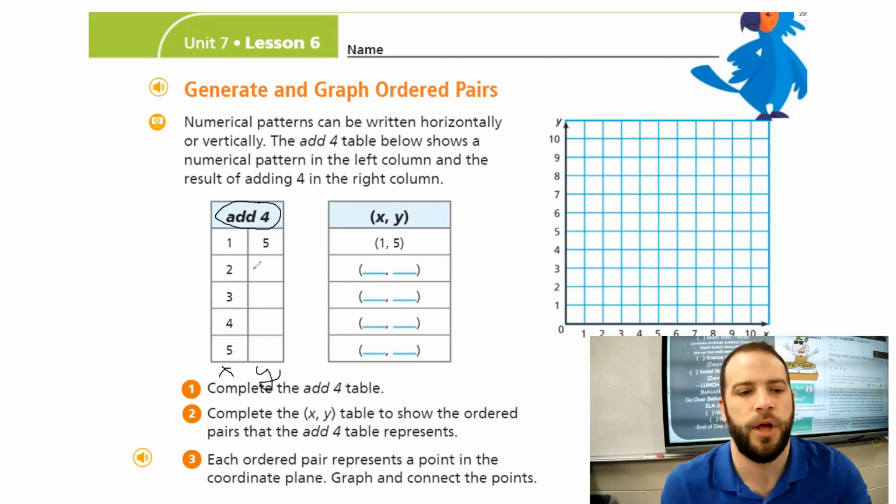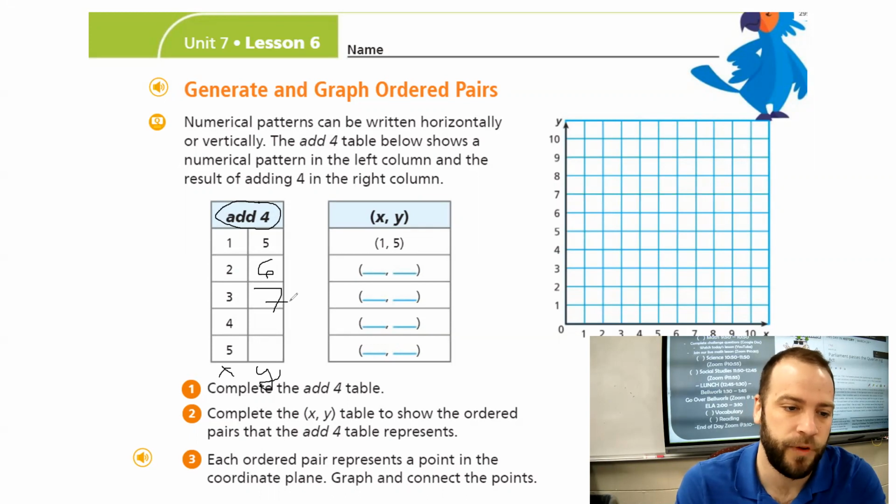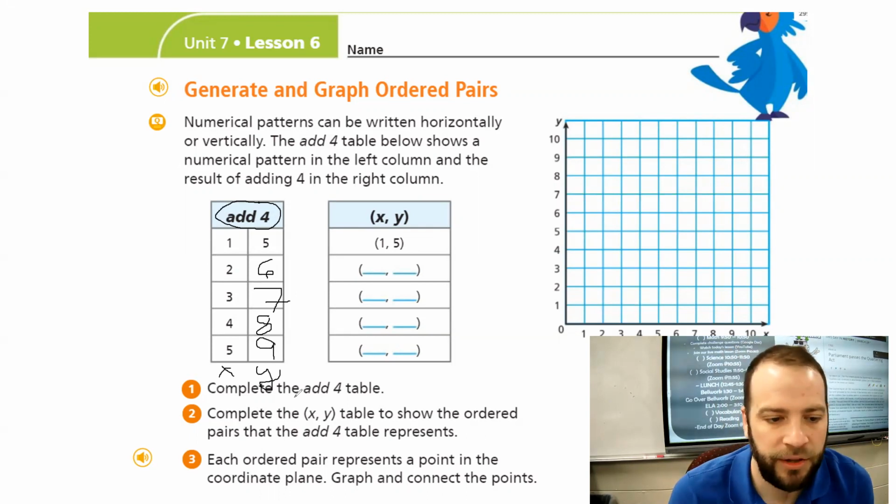Let's complete the table. 1 plus 4 is 5. 2 plus 4 is 6. 3 plus 4 is 7. 4 plus 4 is 8. And 5 plus 4 is 9. Hopefully you two are writing this in your book, right?